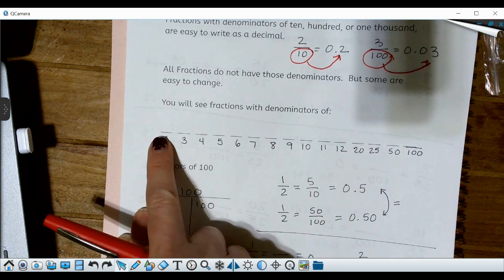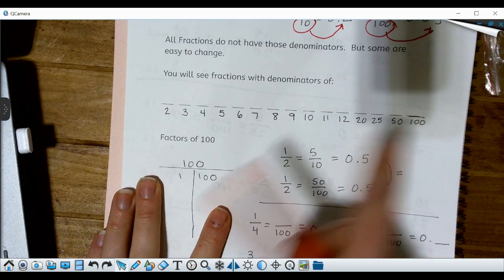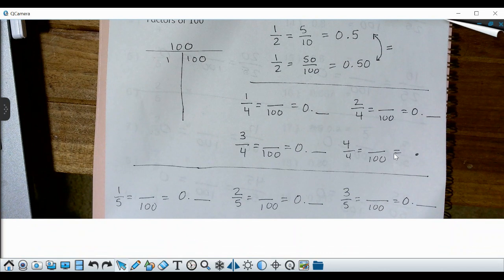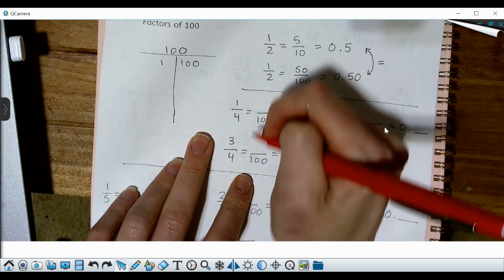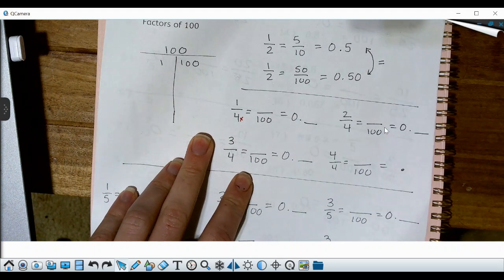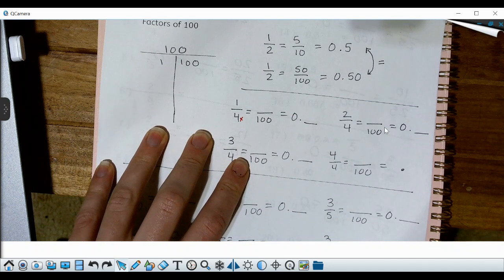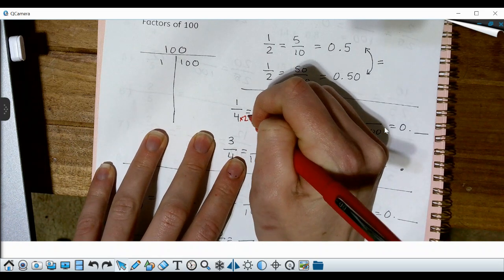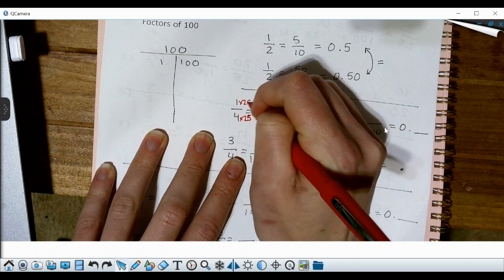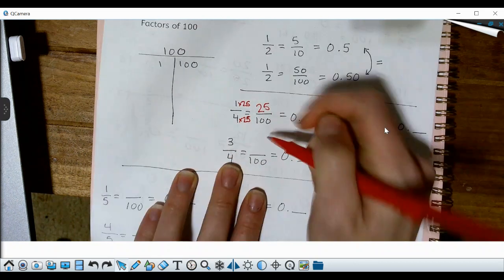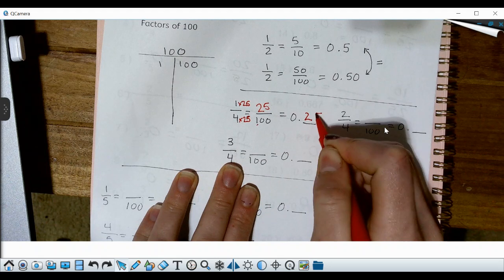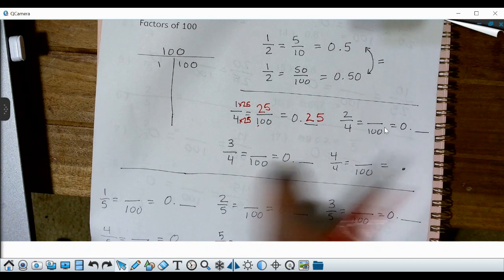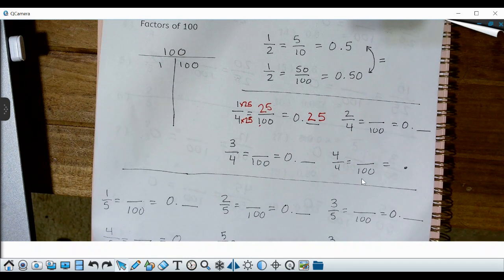So you can see fractions with denominators like this, and if you see one of those, you've got some options. All right, so fractions with a 4 on the bottom. 4 times what would give us 100? Well, how many quarters are in a dollar? There are 4 quarters in a dollar, and a quarter is 25 cents. So 1 times 25 would be 25. If we have 25 hundredths, it's going to give us 25 hundredths. So you're going to continue, and you're going to multiply the top and the bottom here by 25, and then change it into a decimal.